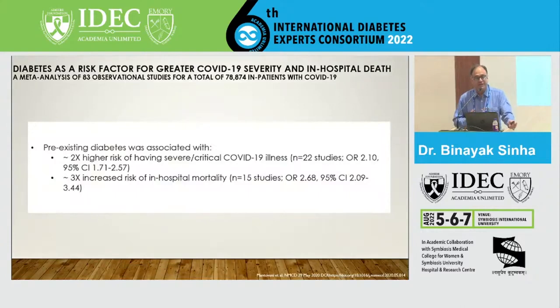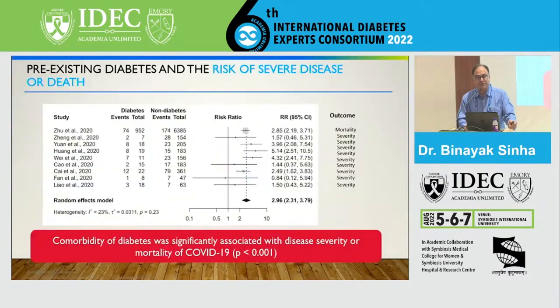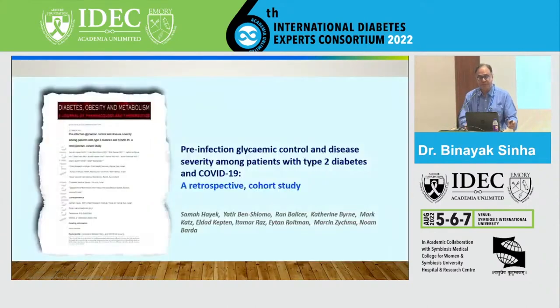We come to COVID, and there is evidence that pre-existing diabetes is associated with an increased risk of having severe and critical COVID illness and a 3 times increased risk of in-hospital mortality. This meta-analysis shows that severity and mortality is very largely increased in patients with diabetes when compared to non-diabetics due to the immune failure, the inability to clear out the virus that I showed you a little while ago.